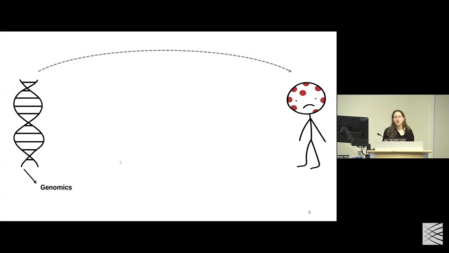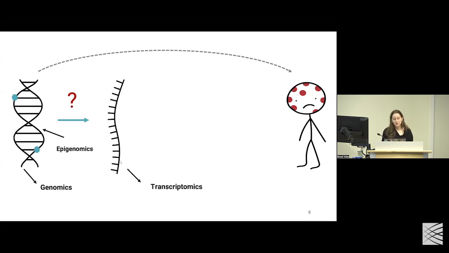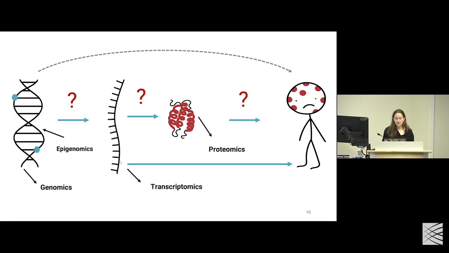Things we can use to try to assess this, we classically have used things like genomics, epigenetics, transcriptomics, proteomics, and then with all these things, we try to understand how these molecules might be manifesting and mechanisms and pathways that ultimately lead to the phenotypes we're interested in.